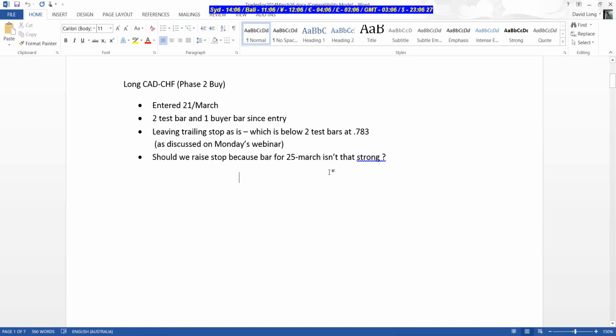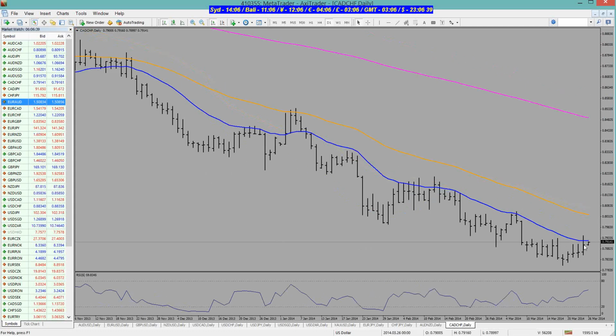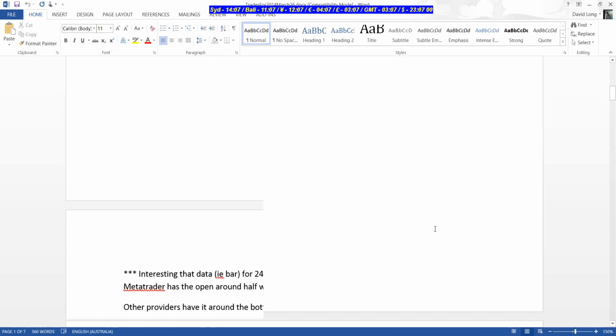Should we raise stop because bar for the 20 month isn't that strong? Well, it may not be that strong. It's only just a buy bar, isn't it? But these 2 test bars would be your major concern, and you're having your stop underneath that. And then if the current bar finishes a buyer, then you get your stop to break even, and then manage it from there. Okay.